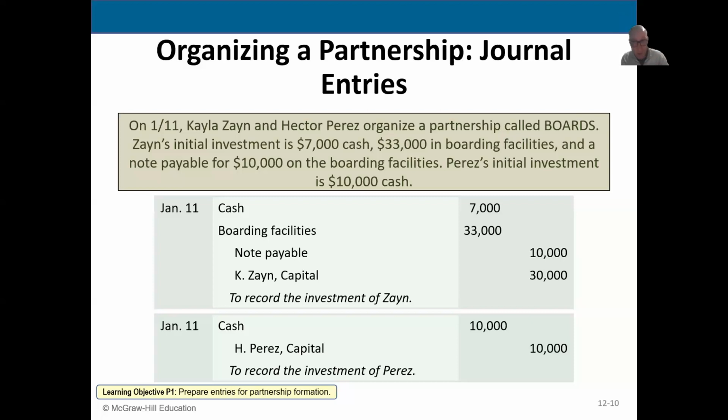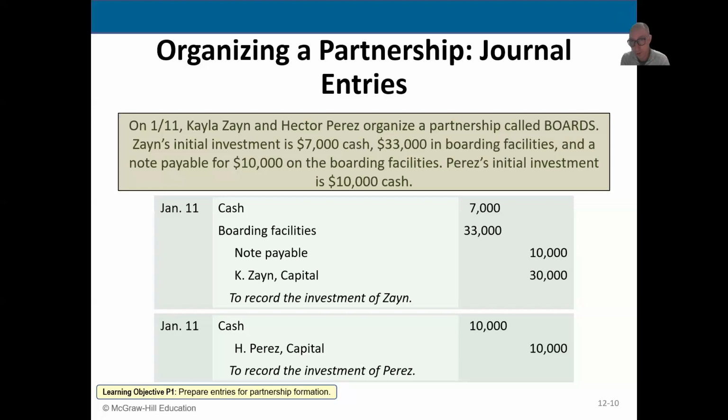So when they create the business, each owner is going to bring something in. So Kayla, she brought in $7,000 in cash plus a $33,000 building. She also brought in a loan, a note payable, $10,000. Hector brought in $10,000. Okay, so we first establish their capital accounts.